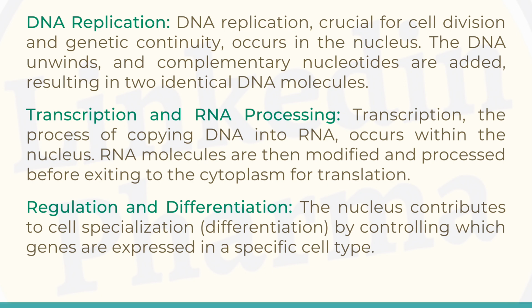DNA replication. DNA replication, crucial for cell division and genetic continuity, occurs in the nucleus. The DNA unwinds, and complementary nucleotides are added, resulting in two identical DNA molecules. Transcription and RNA processing. Transcription, the process of copying DNA into RNA, occurs within the nucleus. RNA molecules are then modified and processed before exiting to the cytoplasm for translation.